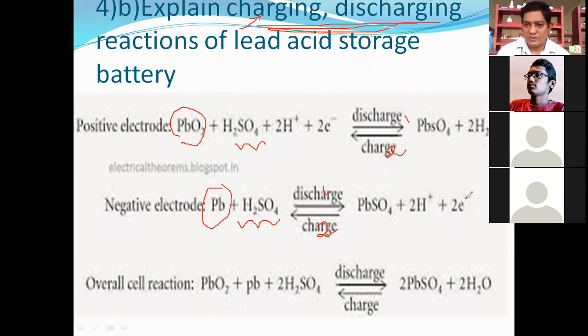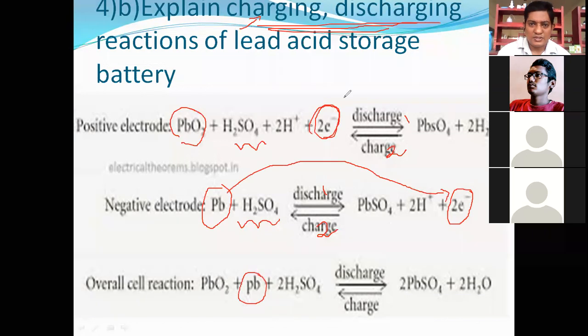Now, loss of electrons is known to be oxidation, and the gain of electrons is known to be reduction. When we are seeing the net reaction, lead, lead oxide, and sulfuric acid: the lead part is oxidized. Lead is oxidized, as loss of electrons is known to be oxidation reaction. Lead oxide is reduced, as the gain of electrons is known to be reduction reaction.